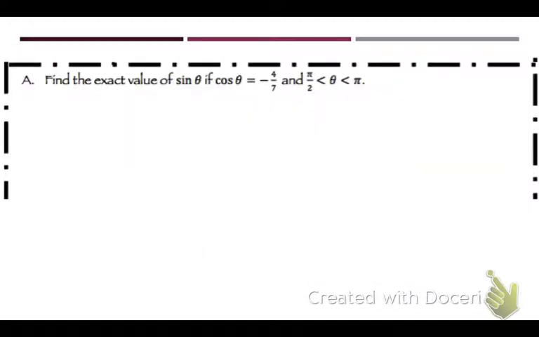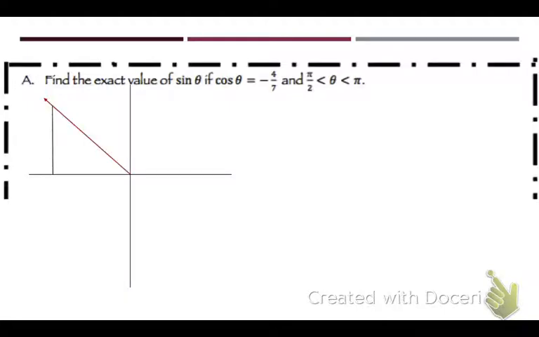So if we need to find the exact value of sine of theta, and we're given that cosine of theta is -4 over 7, and it's in the second quadrant because it's greater than pi halves and less than pi. I'm just going to draw a triangle right there in the second quadrant with the terminal side right there. Theta is always the angle with the x-axis. Cosine is adjacent over hypotenuse. So my adjacent side is -4, and I know that's negative because I went left. The hypotenuse is 7. Hypotenuse is always positive.